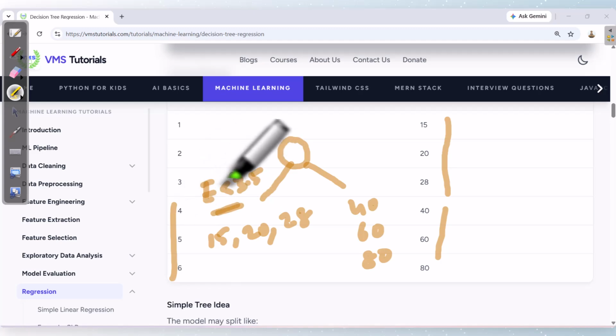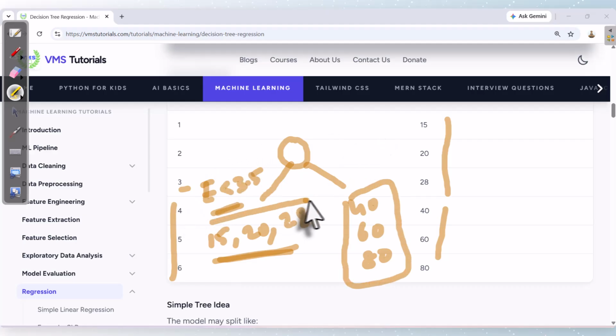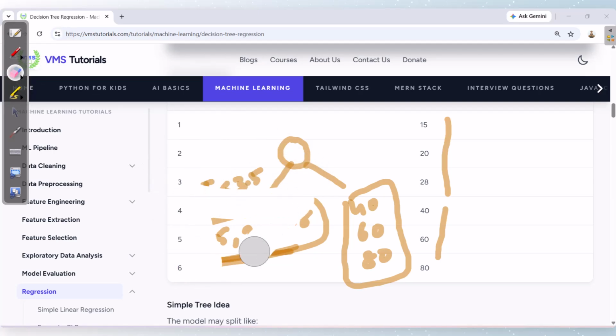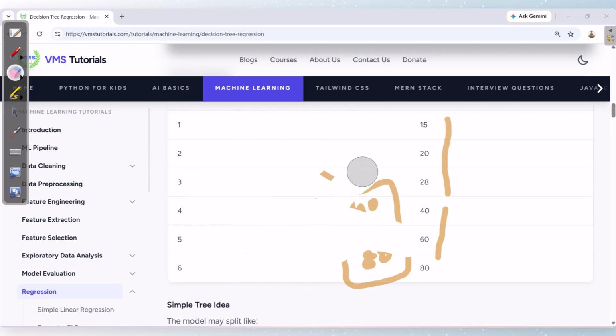If I take the split point, experience less than 3.5, all those points belong to one region, the left side I am taking. Then if the experience is greater than 3.5, all the points are going to be on the right side. So now try to understand, this region has 3 points, 15, 20, 28, then 40, 60, 80. Try to understand now how it works basically.